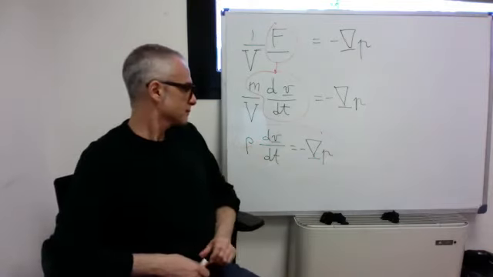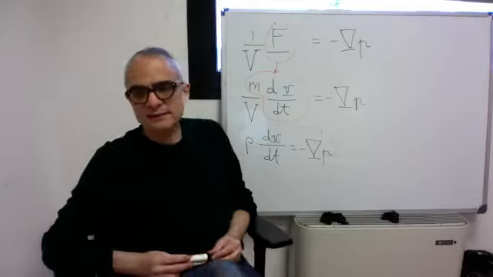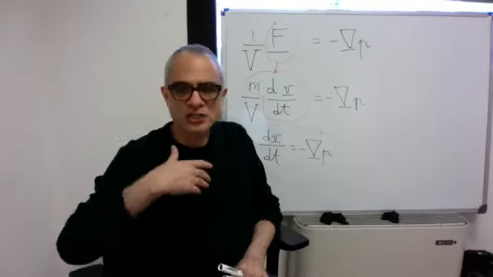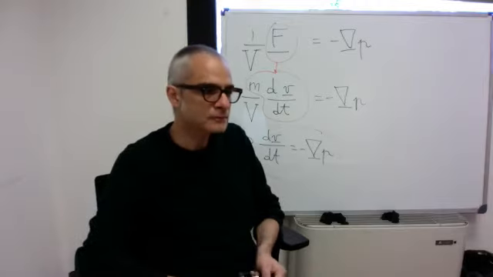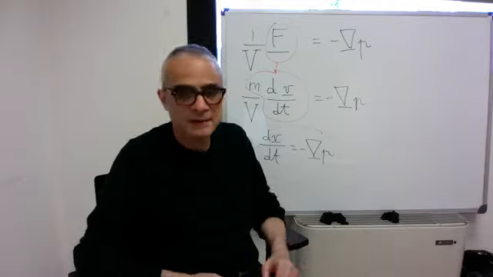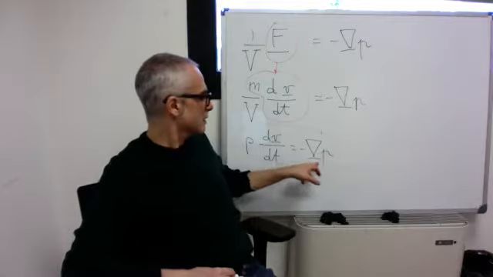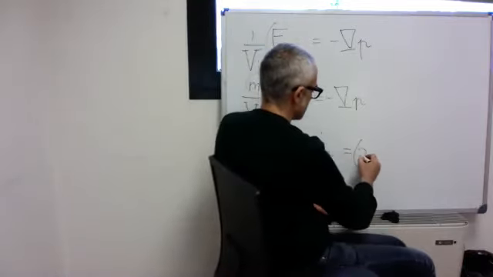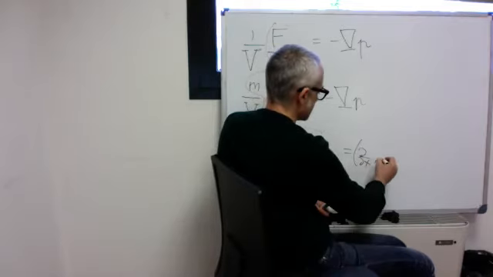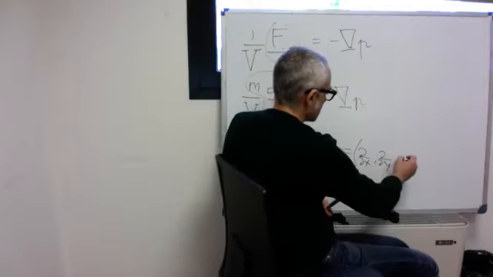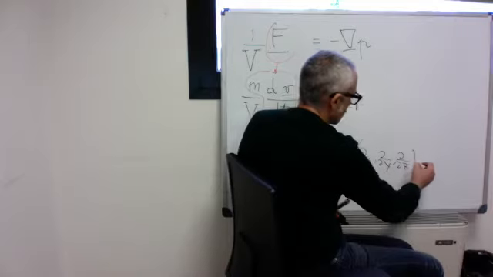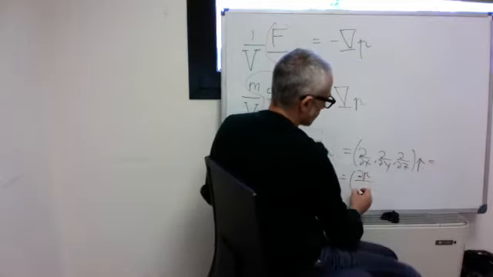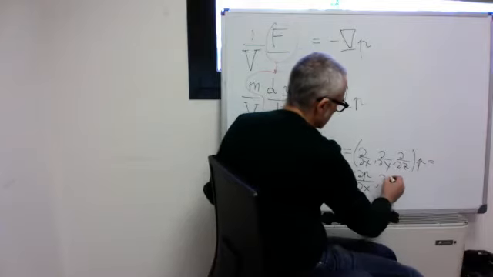Okay? The gradient is a measure of how the pressure changes in space. Okay, it's a derivative. It's a set of derivatives. Remember, this is just del over del x, del over del y, del over del z of p, which is the same as writing the vector component by component, right?